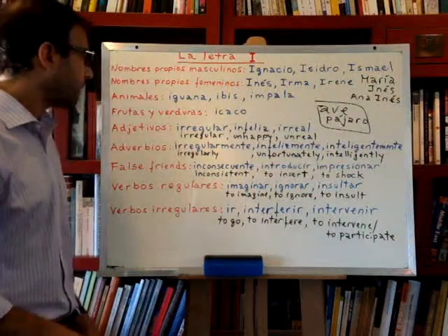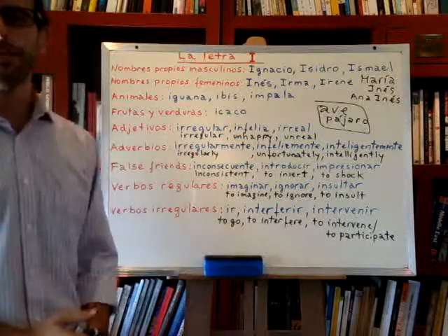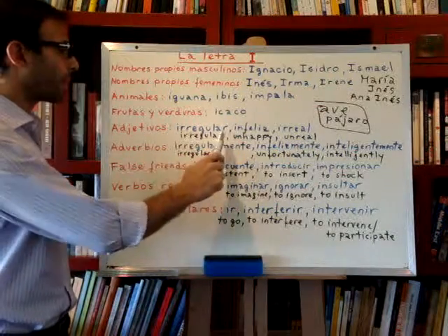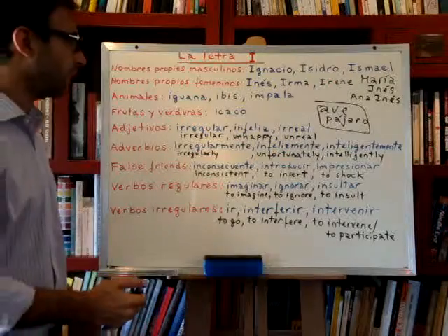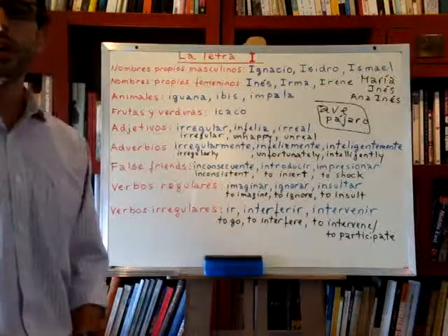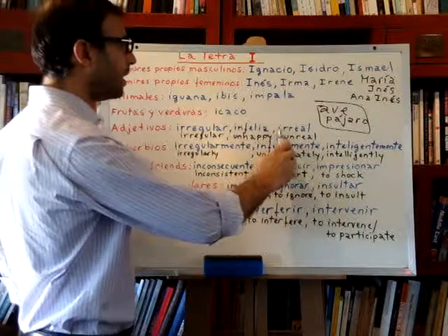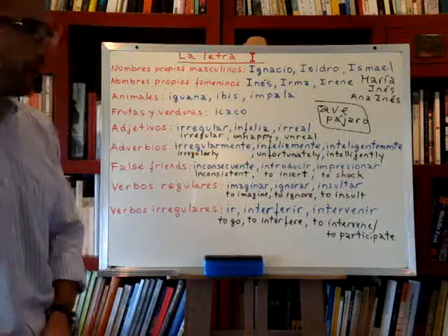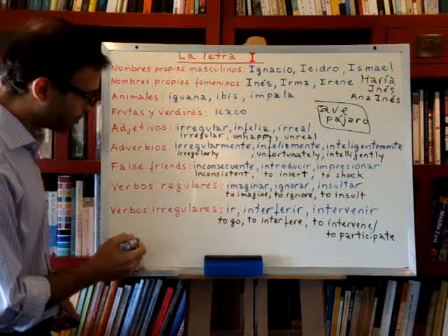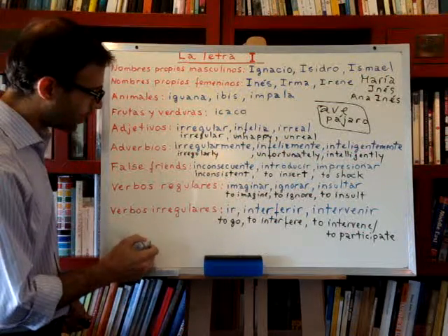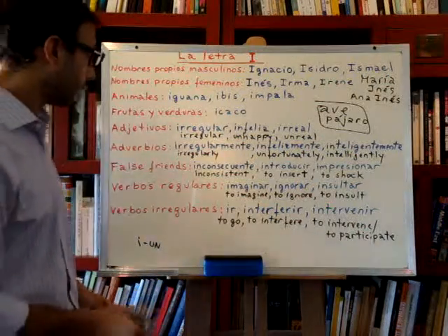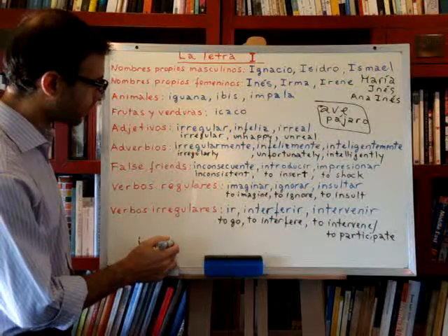Okay? Ahora veremos adjetivos que comienzan con la letra I. Now we will see some adjectives that begin with the letter I. We have irregular. Irregular. Infeliz. Infeliz means unhappy. And irreal. Unreal. So in English, you can see that whenever we have the prefix I or un, to negate what comes afterwards, in Spanish we use just the I, right?